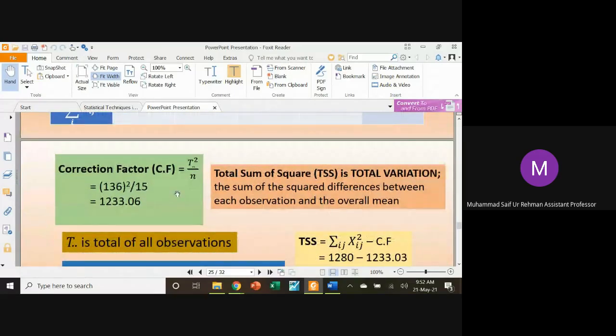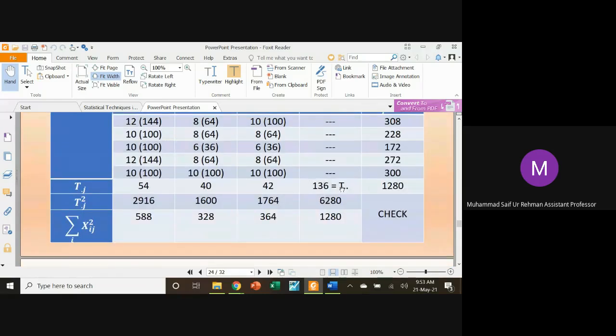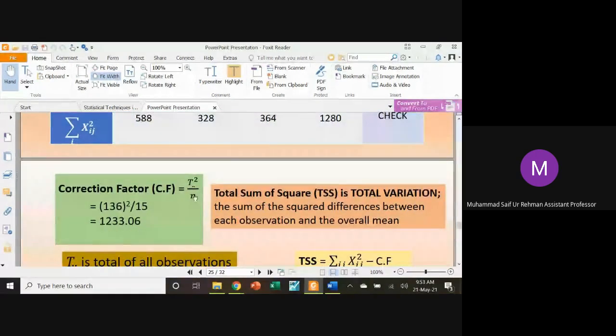So in this method, you have to find out the correction factor. For correction factor, T dot dot, this is T dot dot, this value, you have to take square of this value and divide it by the total number of observations. So to find out correction factor, take square of this value, 136 square divided by 15. So this is the answer. This is your correction factor.